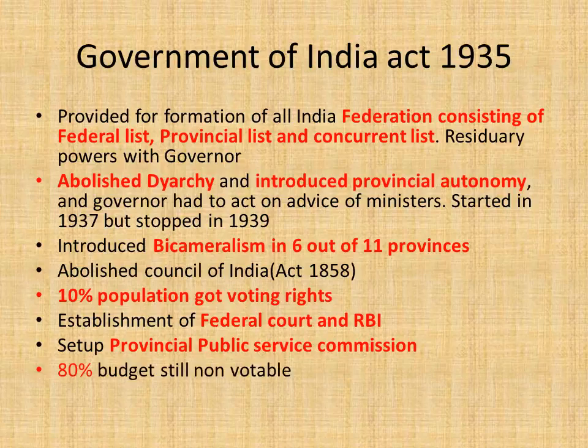80% of the budget was still non-votable. So you must remember that 80% of the budget was still not votable. So these are the important points of Government of India Act 1935. Please go through these both acts very carefully, that is Act of 1919 as well as 1935, because they are a little confusing. So be very careful regarding the details of these two acts.